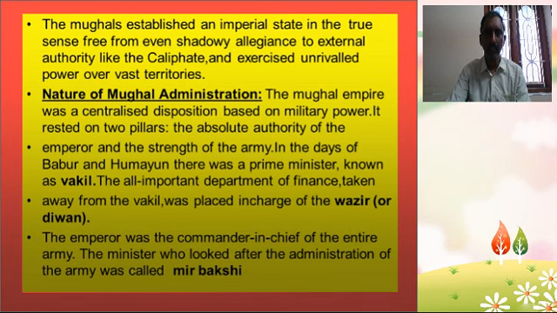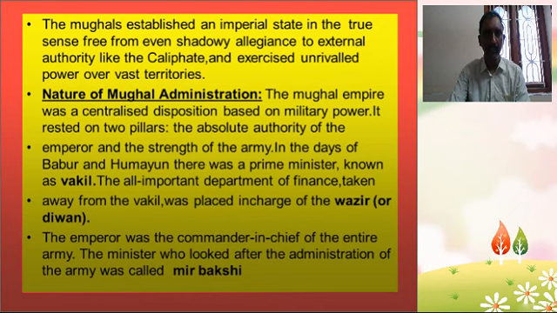The Mughals established an imperial state in the true sense, free from even shadowy allegiance to external authority like the caliphate, and exercised unrivaled power over vast territories. Nature of Mughal administration: the Mughal Empire was a centralized despotism based on military power. It rested on two pillars: the absolute authority of the emperor and the strength of the army.